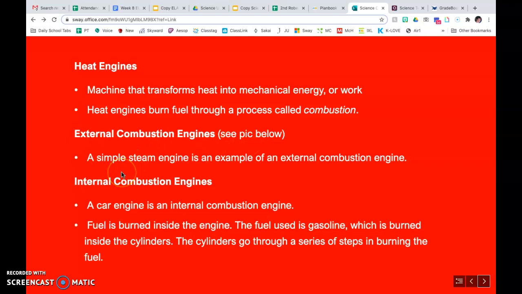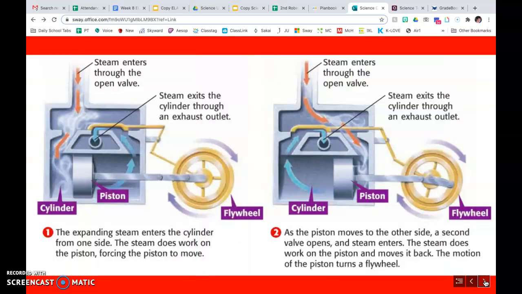An external combustion engine, an example of that would just be a simple steam engine. An internal combustion engine would be like the engine in your car. So fuel is burned inside the engine. The fuel that we typically use is gasoline, which is burned inside the cylinders. And the cylinders go through a series of steps in burning the fuel, thereby giving the car the energy it needs to move.